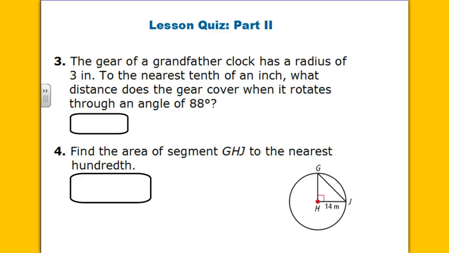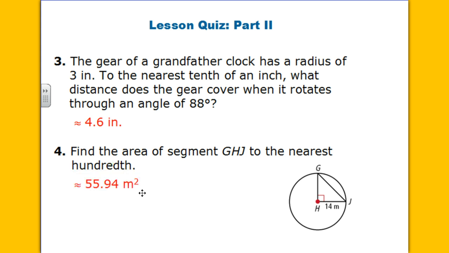That's all for today. You do have time to walk through this lesson quiz. Please do come back and check your work. Number 3. Number 4, the area of the segment. So we had to find the sector and subtract the triangle, is 55.94 meters squared.